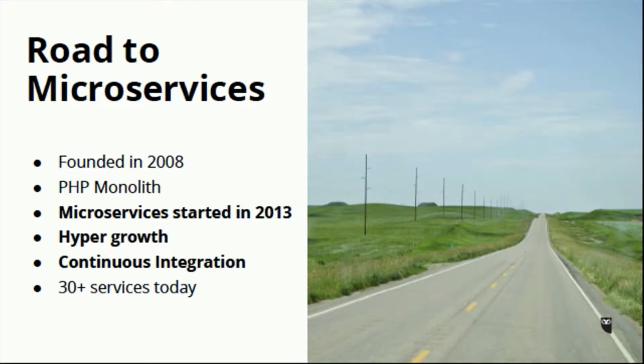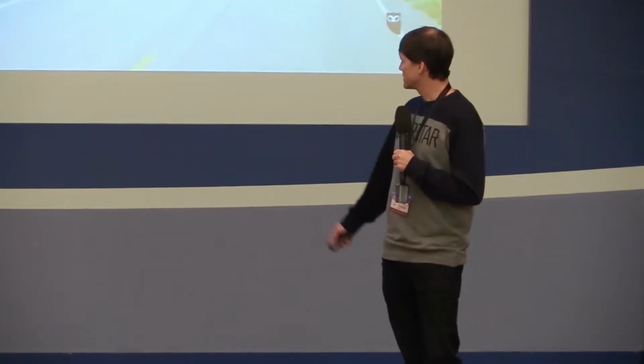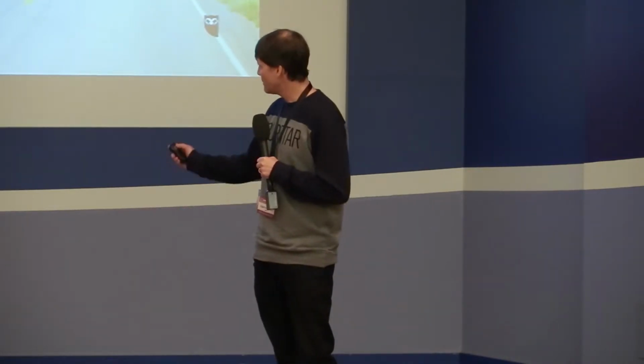In about 2013, we decided we would try and actually start using microservices. At the same time, we were experiencing hypergrowth and continuous integration. We were playing with continuous integration in a pipeline, deploying our main product, and we were trying to add many moving pieces under the covers at the same time, which caused lots of problems. Today, we have about 30 plus services in production, and things are a little bit more smooth, but we're not perfect.